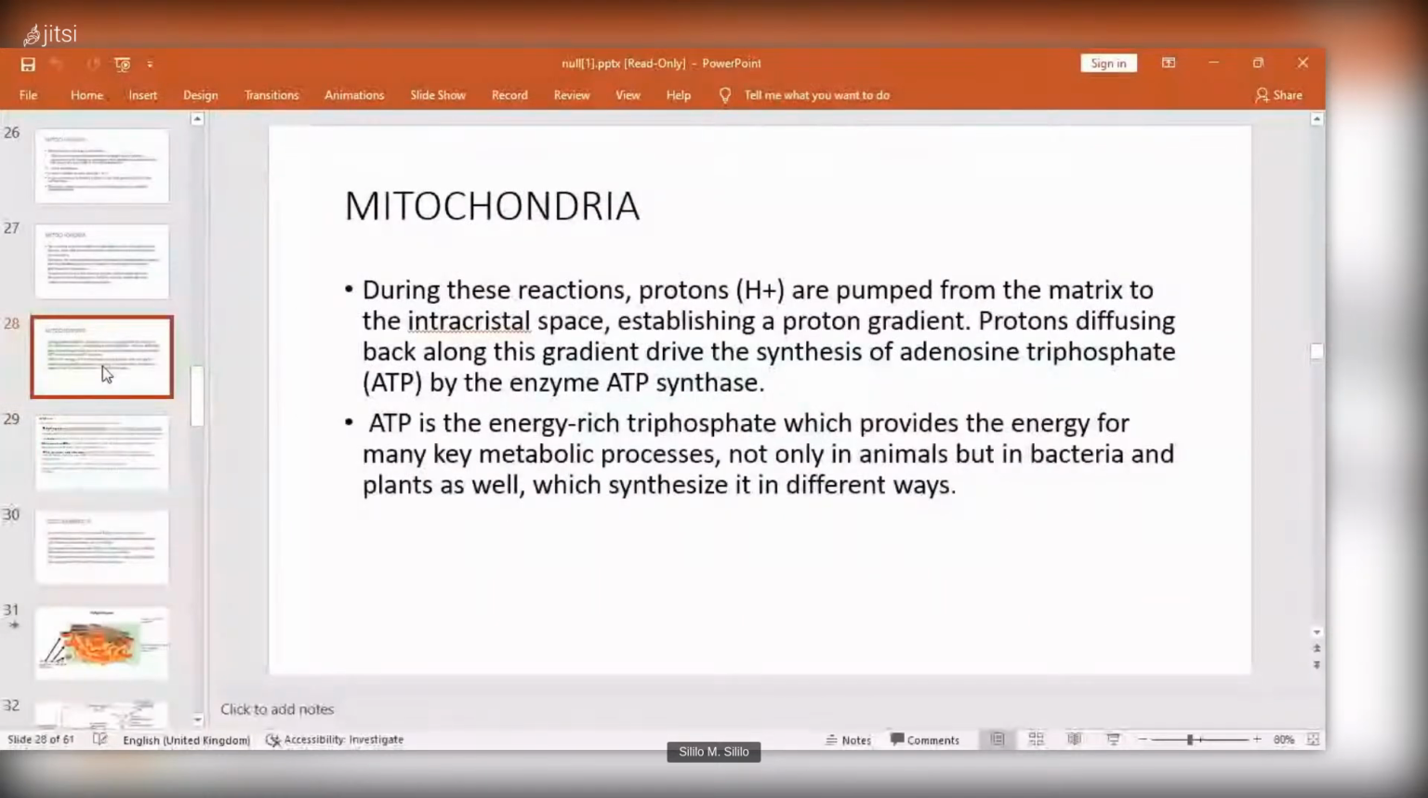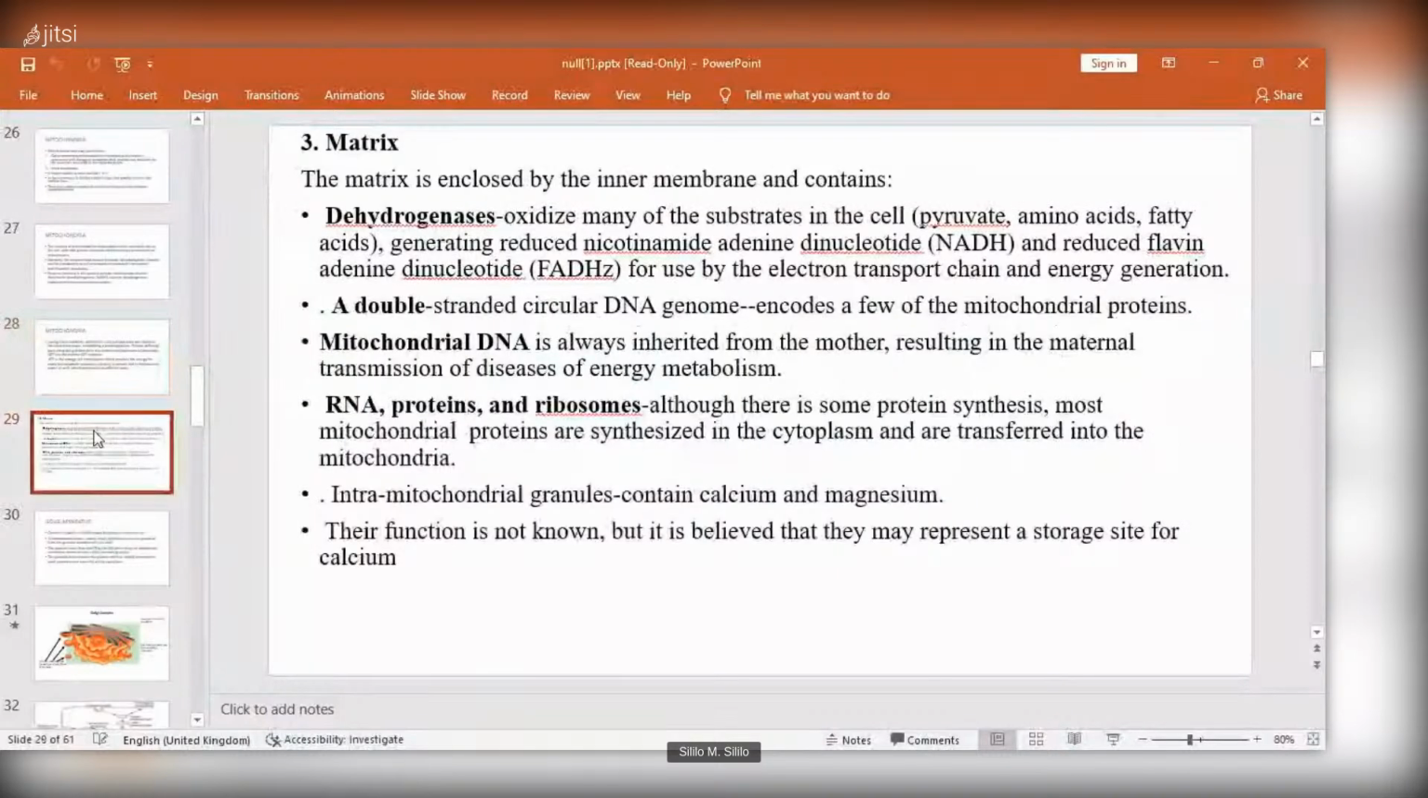So these are some of the enzymes that are contained on either side of the membrane. The matrix is enclosed by the inner membrane and contains enzymes. Remember, your mitochondria has two membranes, one on the outside, one on the inside. Some of the enzymes found on your inner membrane are those dehydrogenases. Please don't bother trying to memorize those ones. Chemistry is going to bother you with those things.